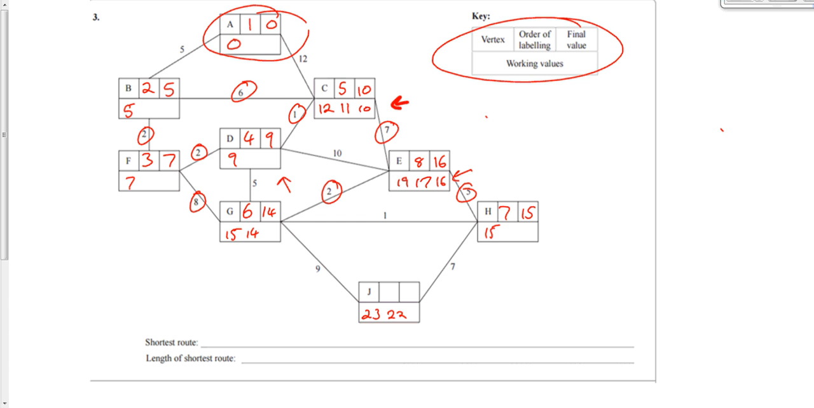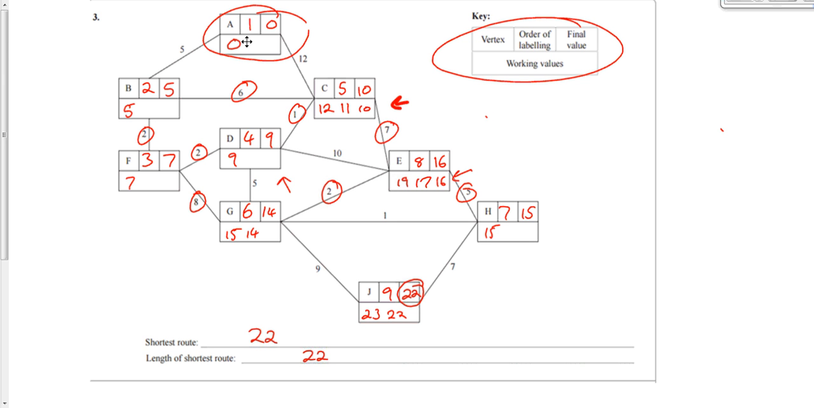And the only remaining one is J, so that's going to be our 9th one, and that's going to be 22. And the shortest route then is this, which is 22. And then we've got to see how we get from A to J. And that comes up as the length of the shortest route is 22.